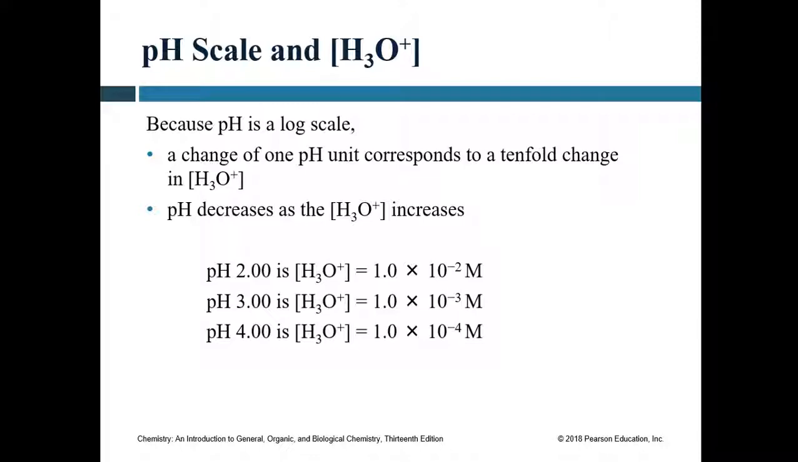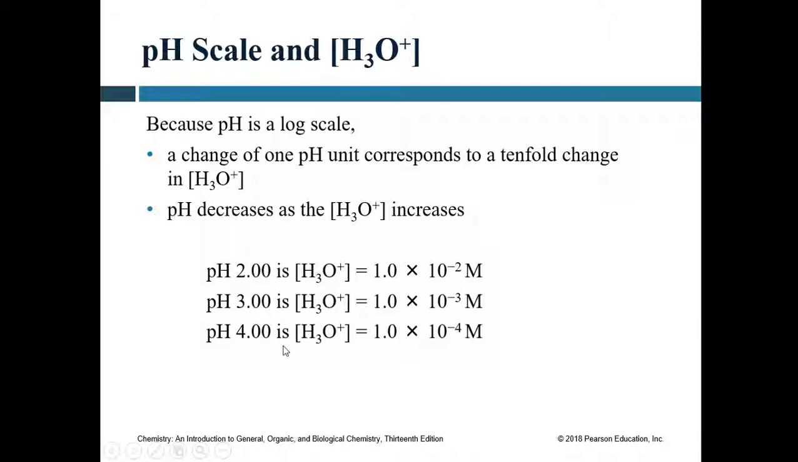If you have two significant figures here, that means you're going to have two numbers after this decimal. Okay, so because pH is a log scale, the change of one pH unit corresponds to a tenfold change in hydronium ion concentration. So if a pH is 2, the hydronium ion concentration is 1 times 10 to the minus 2. A pH of 3 is 10 times less acidic, so 1 times 10 to the minus 3 molar. A pH of 4 is going to be 1 times 10 to the minus 4.